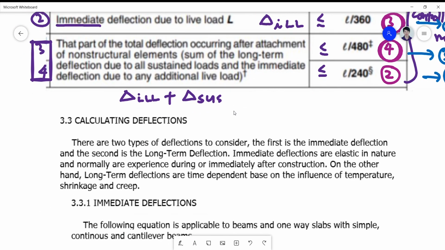Okay, so let's stop at this point to entertain some of your questions. We continue on the concepts on how to calculate deflections on the next video presentation. So I'll see you on the next video.